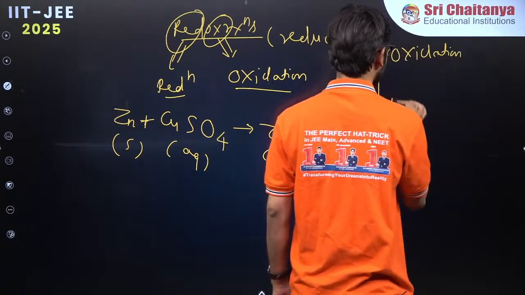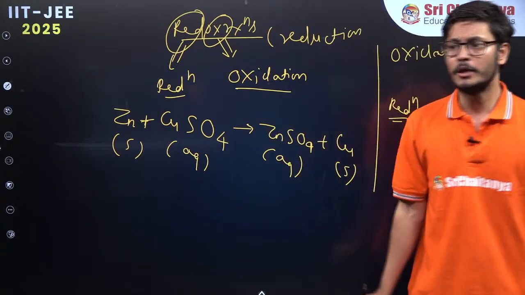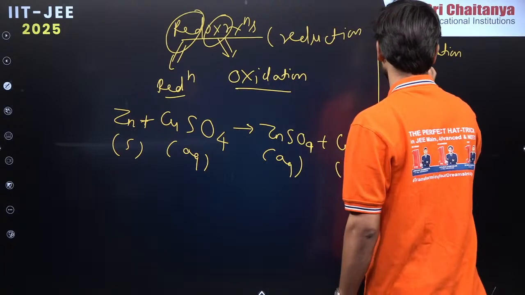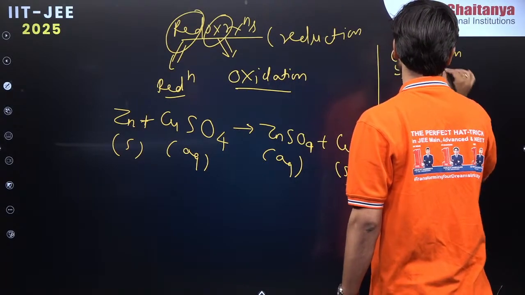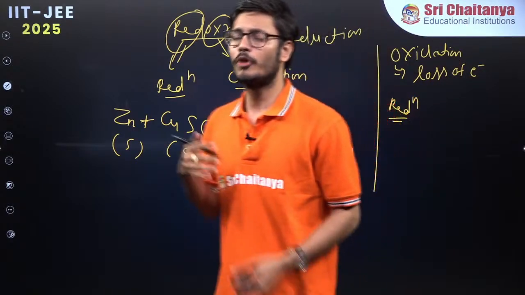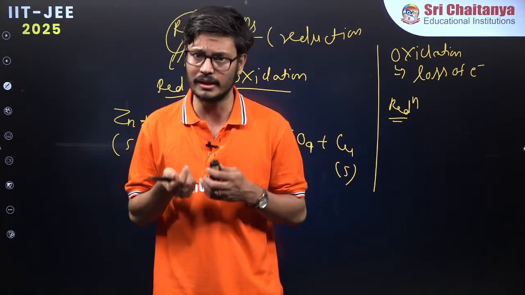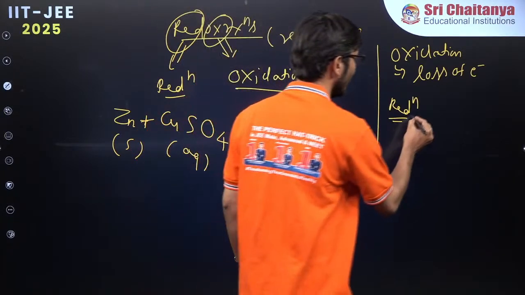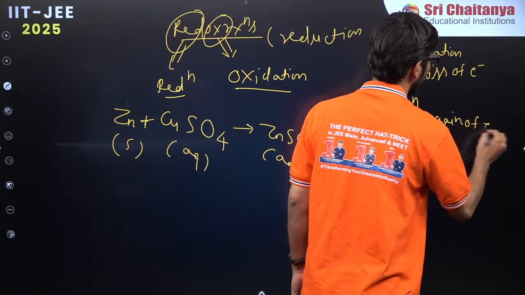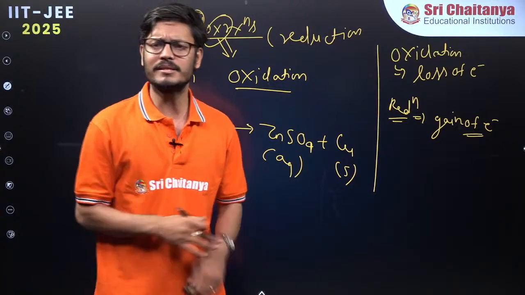To understand this reaction, I need to understand what is oxidation and what is reduction. You all have studied what is oxidation. Oxidation is nothing but loss of electron. From any given atom or ion, if we lose electron, that is called oxidation, right? And reduction is gain of electron to any given atom or ion, right? So this is a very basic definition.